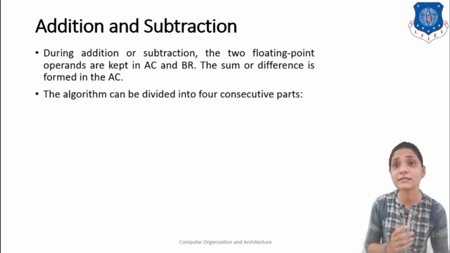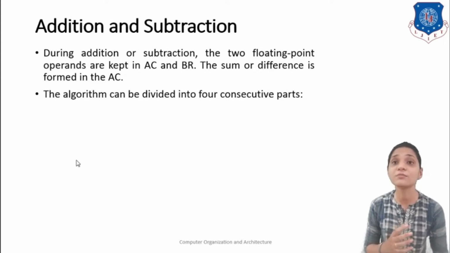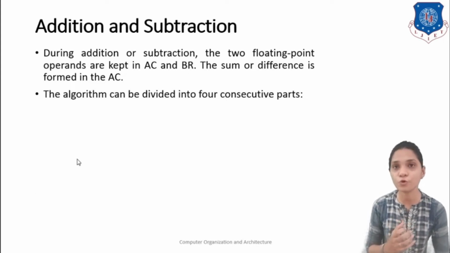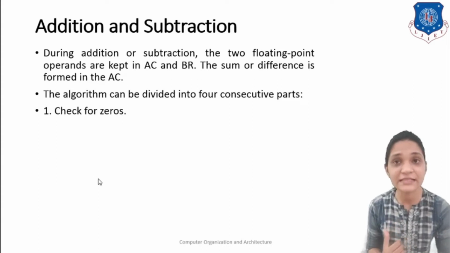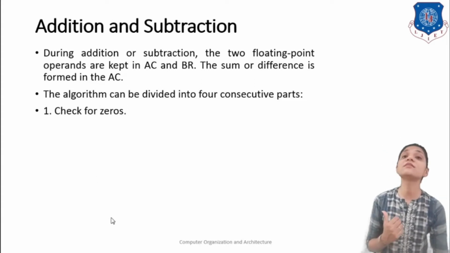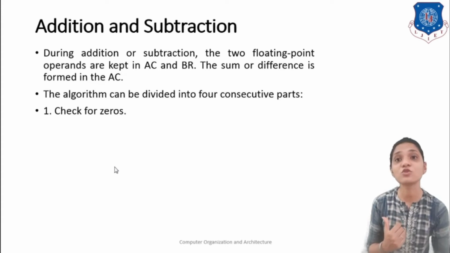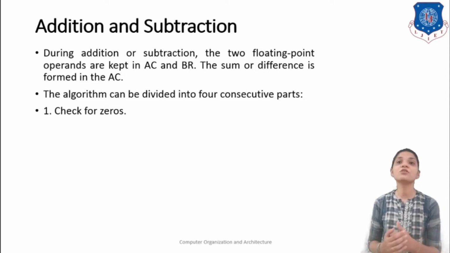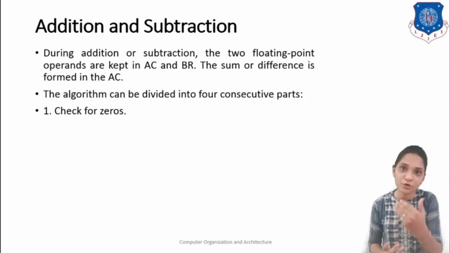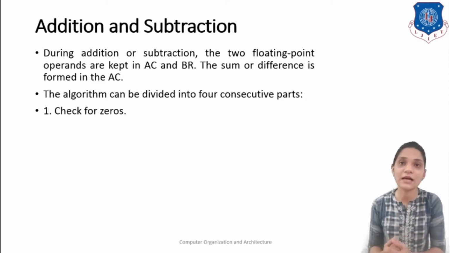Now this algorithm can be divided into four subsequent parts. The first part is the check for zero. In this we are going to check whether these numbers are zero or not. If it is already zero, then you don't require to do the operation of addition or subtraction. So first you have to check whether these numbers are zero or not.